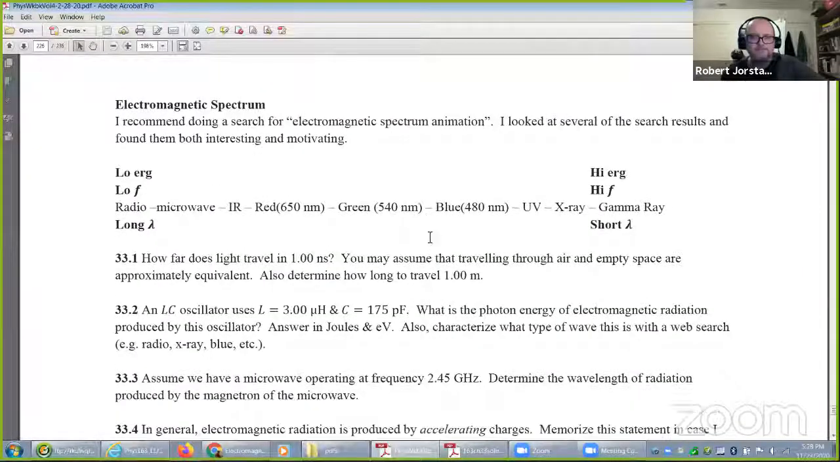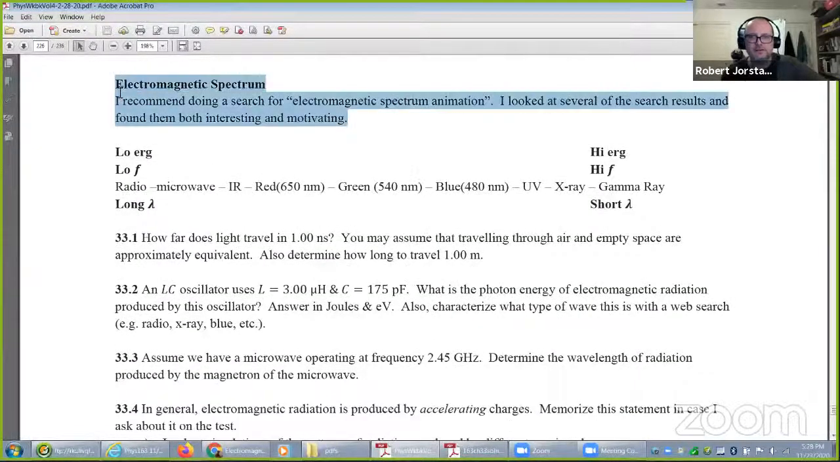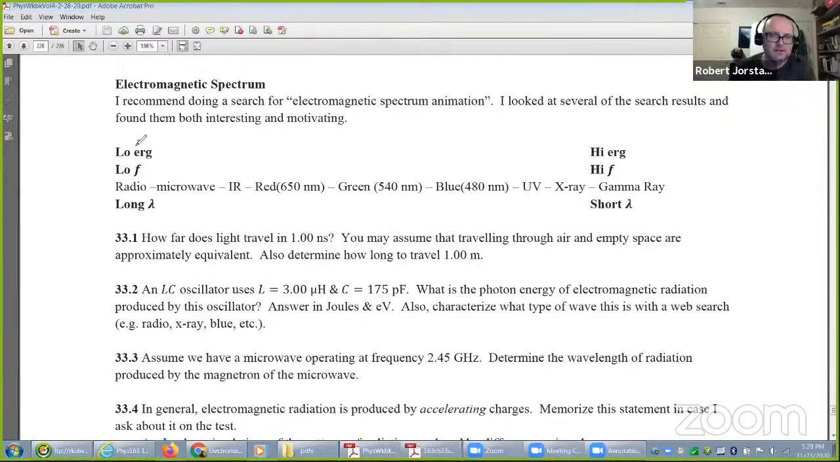Okay. You could do a quick search for this sometime on your own. It's slightly interesting to see some of these pictures, but I want to point out the following: low energy, low frequency, long wavelength. Remember that for the rest of your life. I'm serious. This is something you should just know as a scientist in general. Low energy, low frequency means long wavelength. Okay. High energy, high frequency, short wavelength.